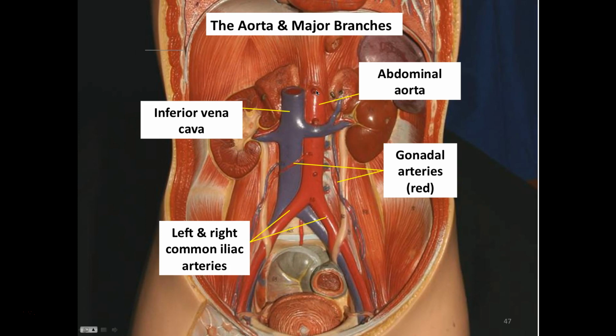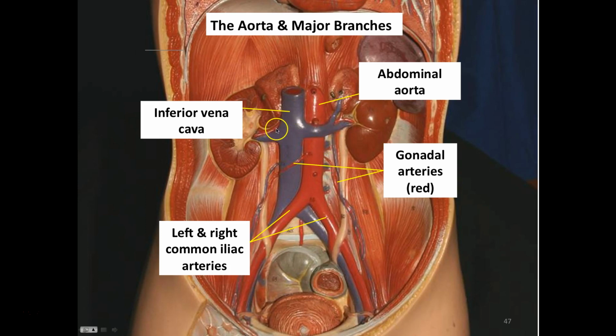This is the same model we saw just a moment ago, but now the labels are denoting those lateral branches. And these lateral branches include the common iliacs, as we saw before, and the gonadal artery. So there's the right gonadal artery, and here is the left gonadal artery.